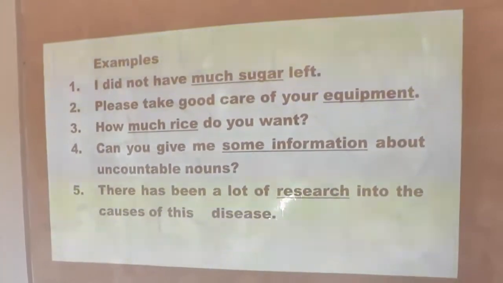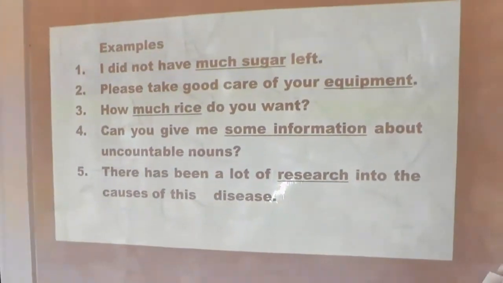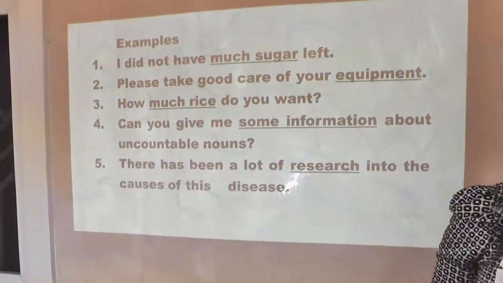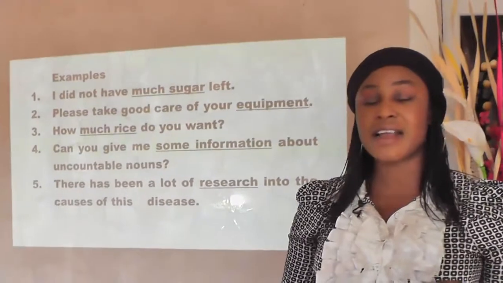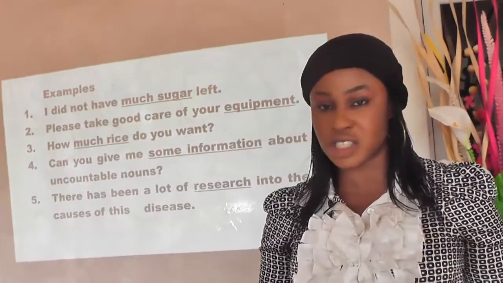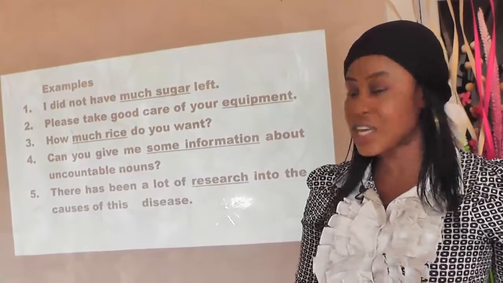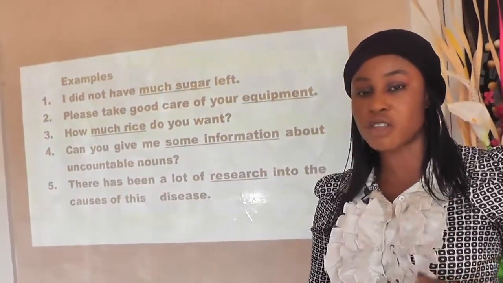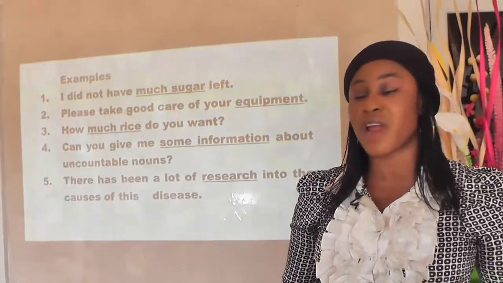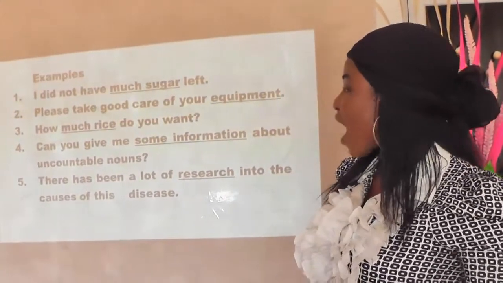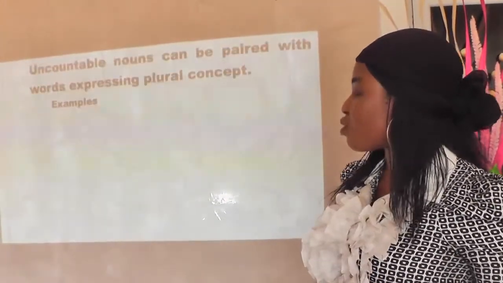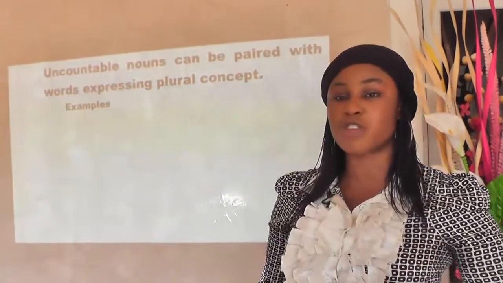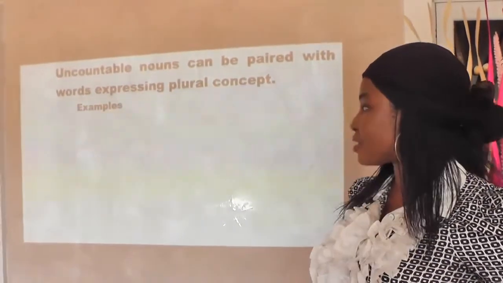Then the last example, there has been a lot of research into the causes of this disease. I did not say researches, but I said research. And we have a lot of in that sentence to also help the uncountable noun we have in the sentence. So having seen these examples, you can now differentiate between countable and uncountable noun.